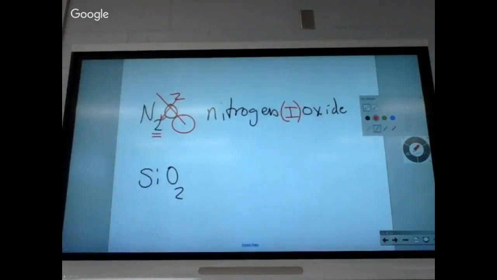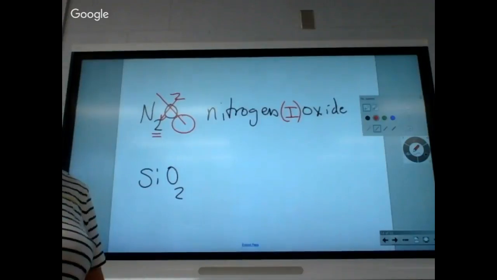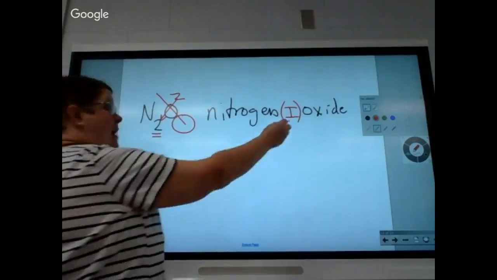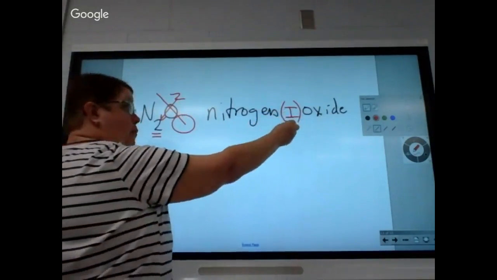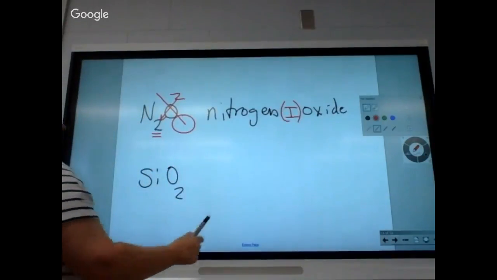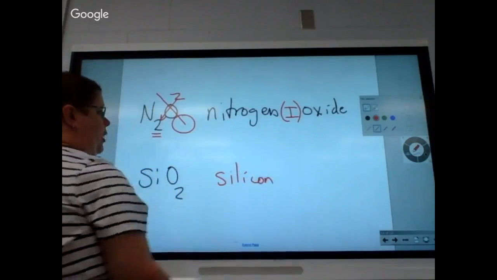So I have to write Roman number 1. The reason I gave y'all this one is people say to me all the time, I got to write the 1. Yes, you have to write a Roman number 1 sometimes because it has to have a Roman number, and that number is a 1 right there. You have to write Roman number 1.